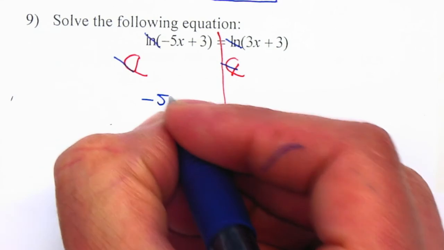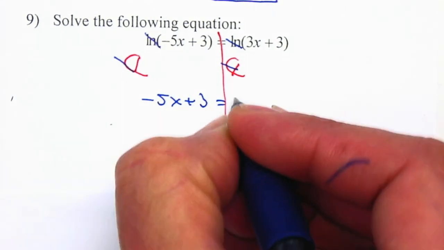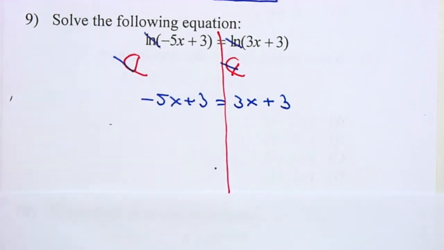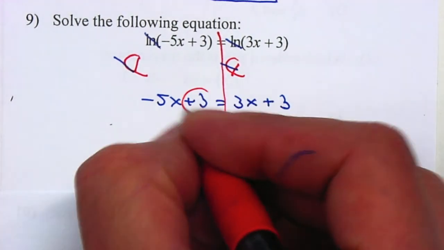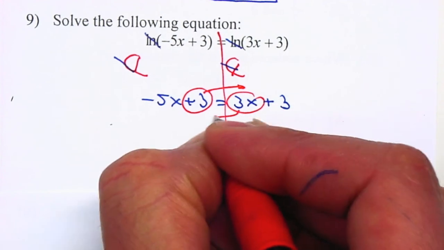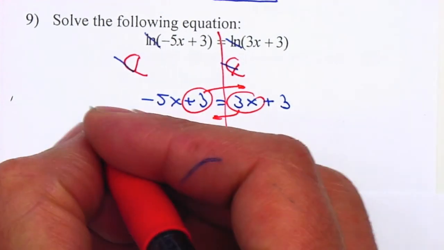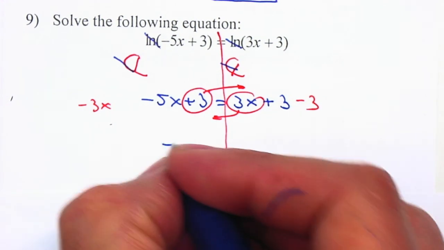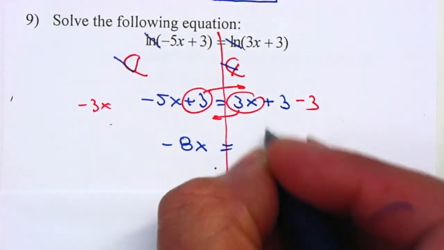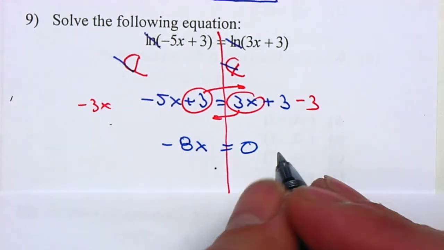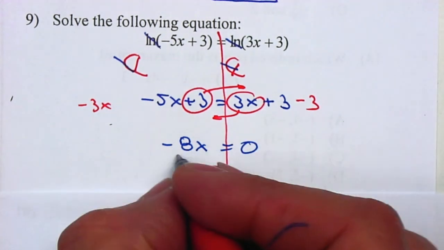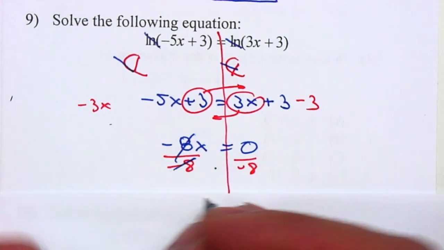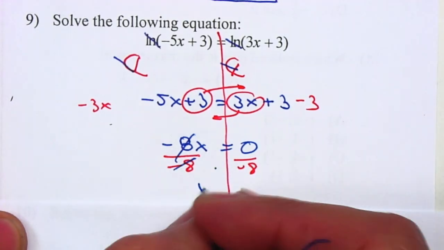I have negative 5x plus 3 equal to 3x plus 3. I'm going to go ahead and move my numbers to the right, my x's to the left. So it becomes a negative 3x, this becomes a negative 3. That'll give me a negative 8x equal to 0. I want to be able to leave the x by itself, so I'm going to divide by negative 8. Therefore, x is equal to 0.